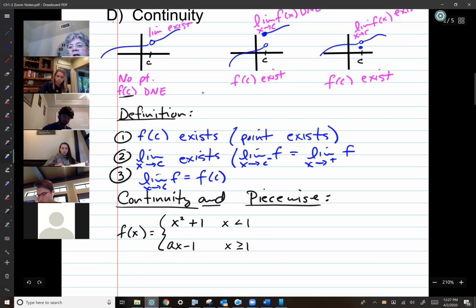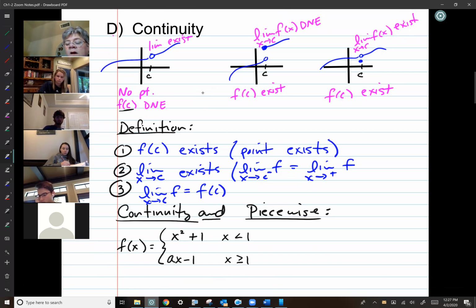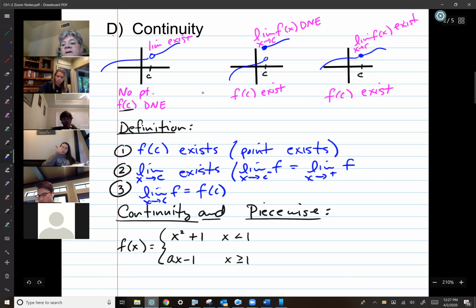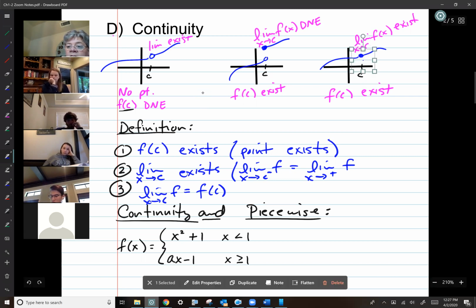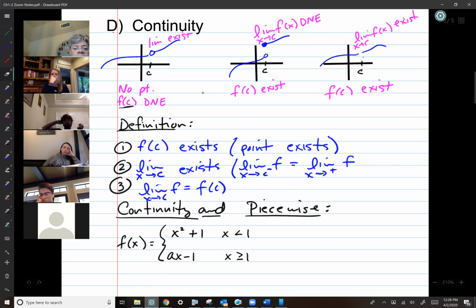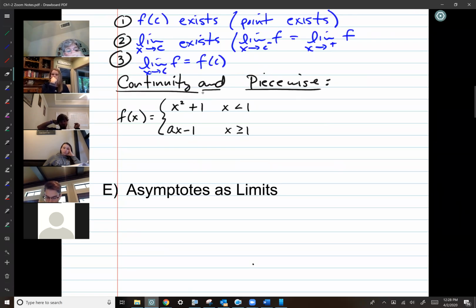Here's the idea that I think is interesting to picture on this third graph. If that point had been moved up to fill in the hole, it would be continuous, right? But the fact that that point was not filling in the hole, I could erase it so that it's not filling in, is what made it not continuous. Another thing that comes up is continuity and the idea of piecewise.